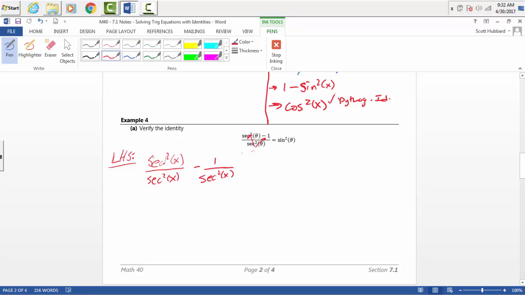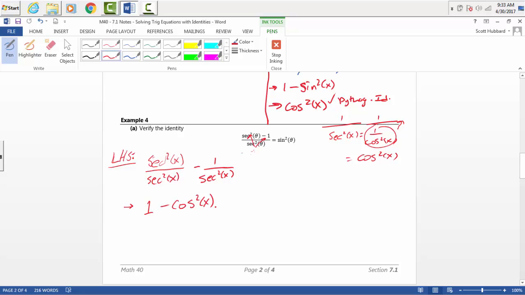So anyways, what happens here? Well, secant over secant just becomes 1. And 1 over secant squared, that might be a little hard to think about, but let's remember that secant squared x is defined as 1 over cosine squared x. So if I have 1 over that, this thing just flips up and it equals cosine squared x. So this just becomes 1 minus cosine squared x.